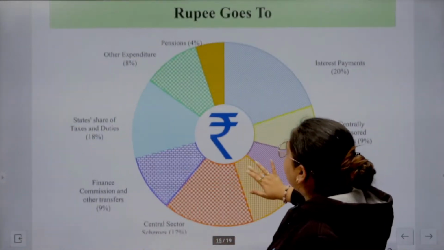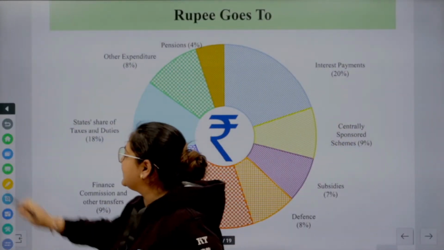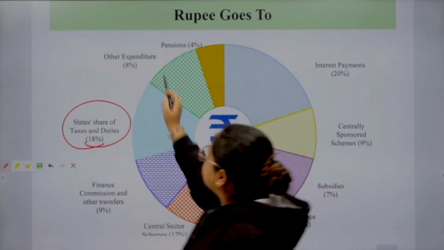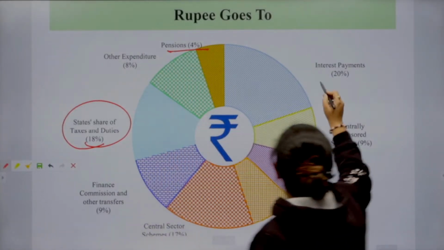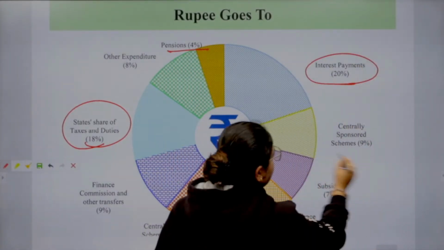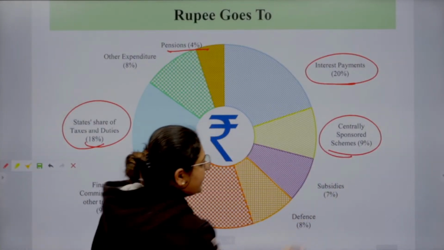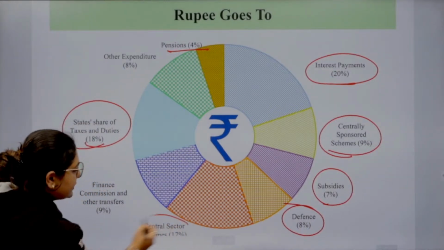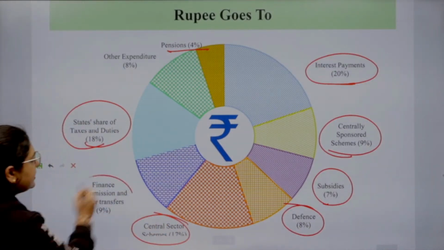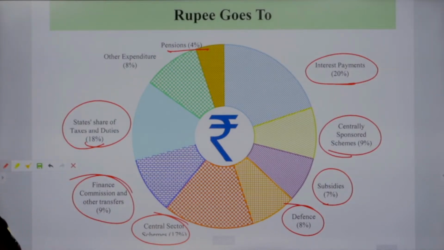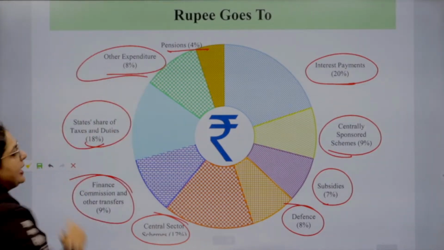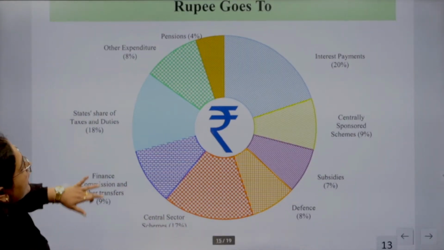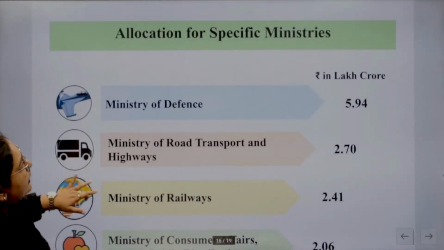While this rupee is going to several components. Firstly, state share of duties 18%, pensions 4%, interest payments 20%, centrally sponsored schemes 9%, subsidies 7%, defense only 8%, central sector schemes 17%, finance commission and other transfers 9%, and other expenditures 8%. So interest payments are still taking the lion's share in the expenditure of the government, right?